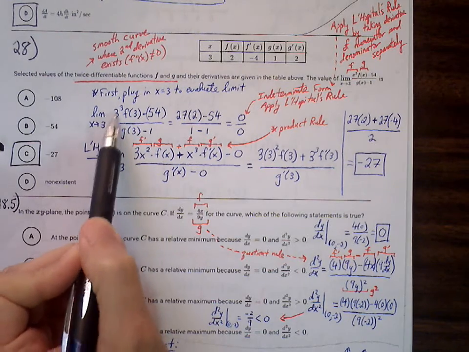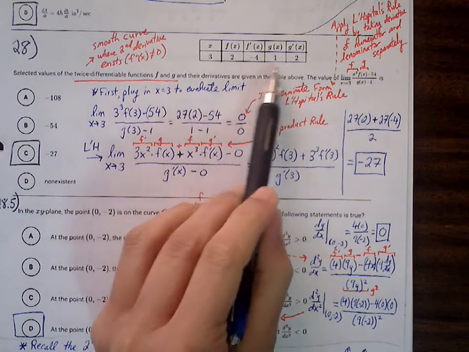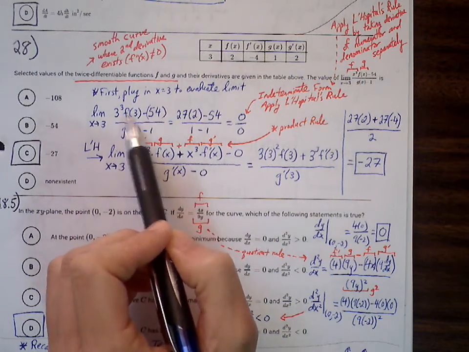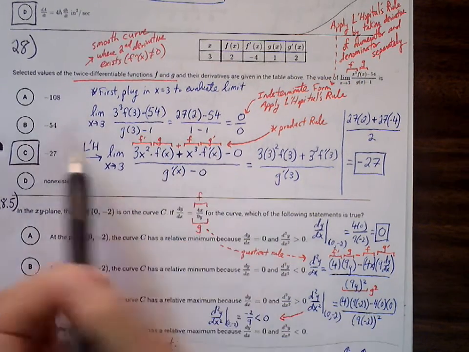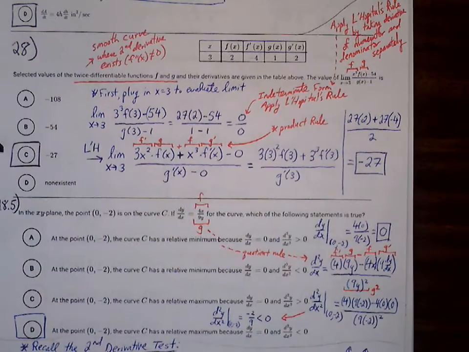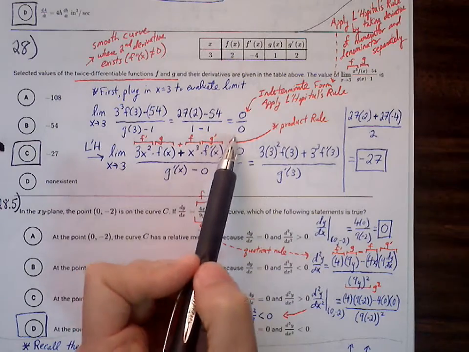So 3 cubed is 27. 27 times f of 3, that's going to be 2. So that's 27 times 2. 54 minus 54 is 0. And in the denominator, g of 3 is 1. 1 minus 1 is 0. So if we get 0 over 0, we know that this is an indeterminate form.